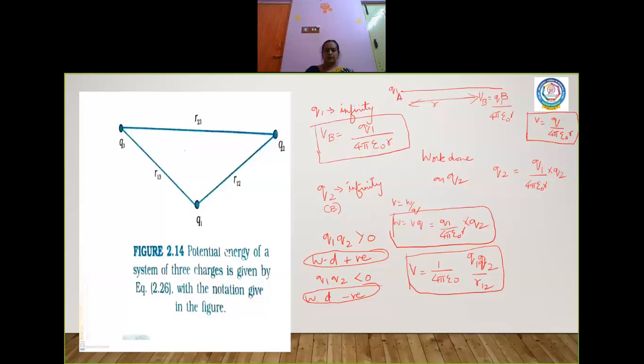Okay? Are you able to understand? This is with respect to two charges. Now look at your diagram. Now I am entering into your textbook diagram. Here this is the diagram. Here we are talking about three charges. I am considering Q1, Q2, Q3. Due to a system of charges, what will be the potential?